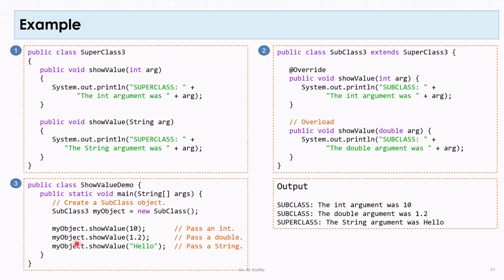And when we call showValue with double input parameter, then it is going to call the method with double input parameter, and we have only one in the subclass, which is this one, and the output will be: subclass, the double argument was 1.2. Finally, when we call the method showValue with a string input parameter, then the system will call the inherited showValue method with a string input parameter, and the output will be: SuperClass, the string argument was hello, and this is the output.